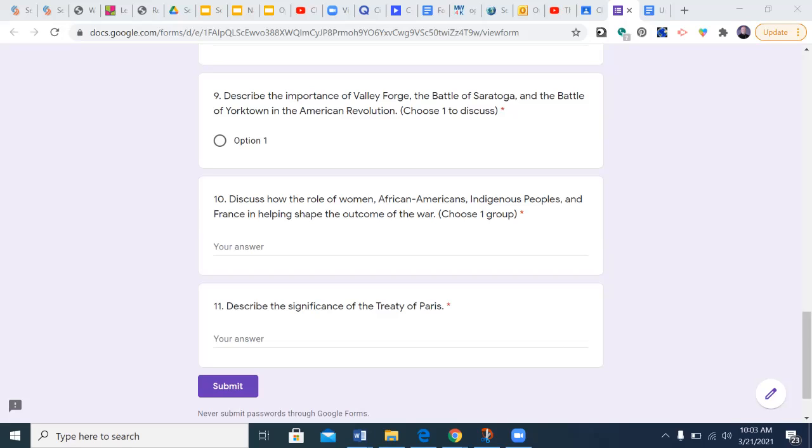Number 10, discuss the role of women, African Americans, Indigenous peoples, and France in helping shape the outcome of the war. Choose one of those groups on which to discuss.